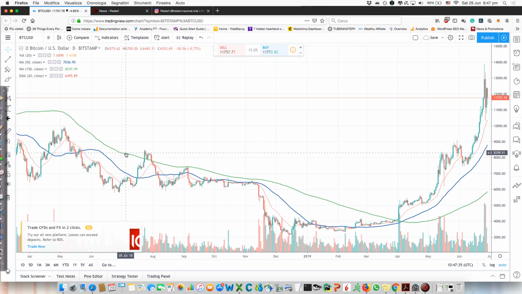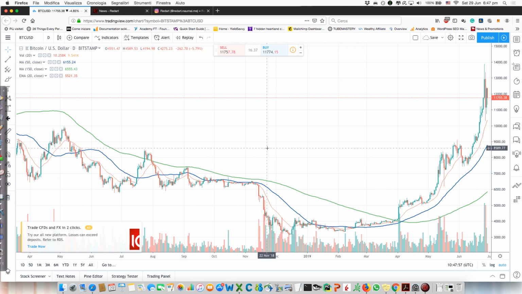Let's start to have a look at the chart, and just to show you better what is going on, I use these three lines that are the moving averages. Okay, so we have the 50 and 150 daily moving average, and the 50 is this blue line and the green one is the 150. And then we have this red line that is the 20 exponential moving average.